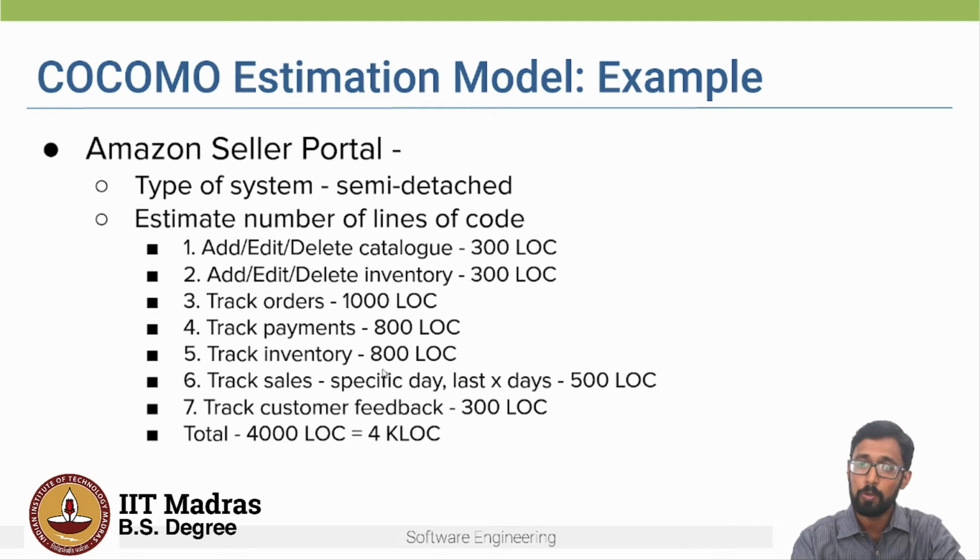So how does one do it? This itself is a very difficult task. Usually the project manager looks at data from previous projects to come up with these estimates. For example, in a previous project, there would have been a module which captured customer feedback, and based on that, the software manager makes estimates for that module. So I add up all the lines of code for all the modules and I get a total of 4,000 lines of code, which is nothing but 4 kilo lines of code.